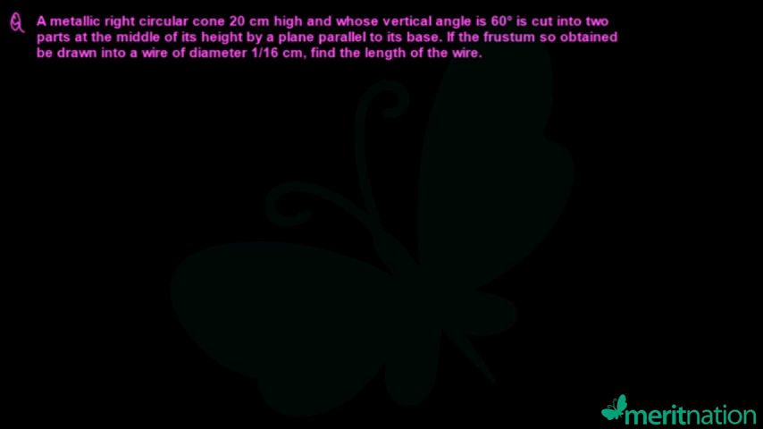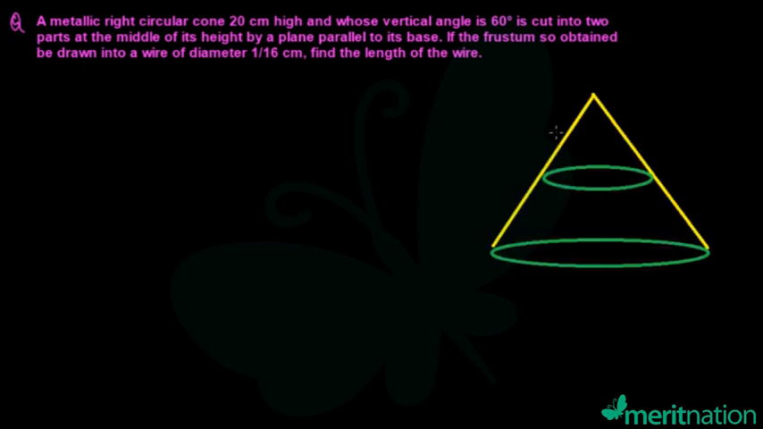So first of all, let's start with the cone. This is a right circular cone. Its height is equal to 20 centimeters. Now it's been cut by a plane. This is our plane at the middle of its height. So this height would be equal to 10 centimeters. The vertical angle is equal to 60 degrees.